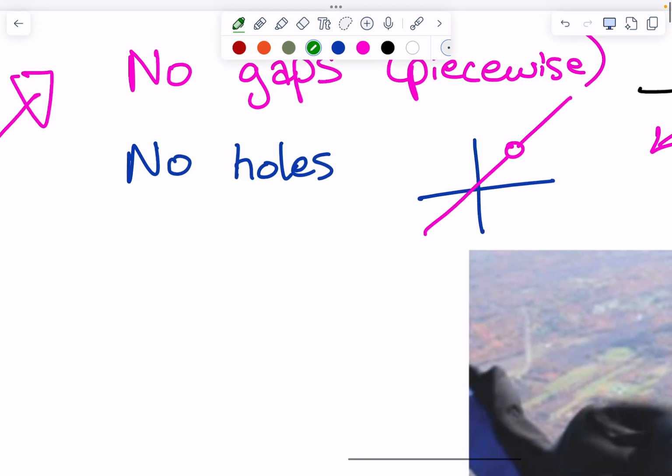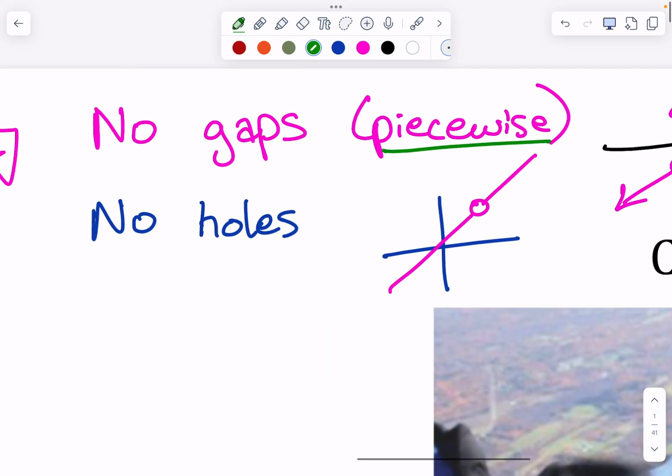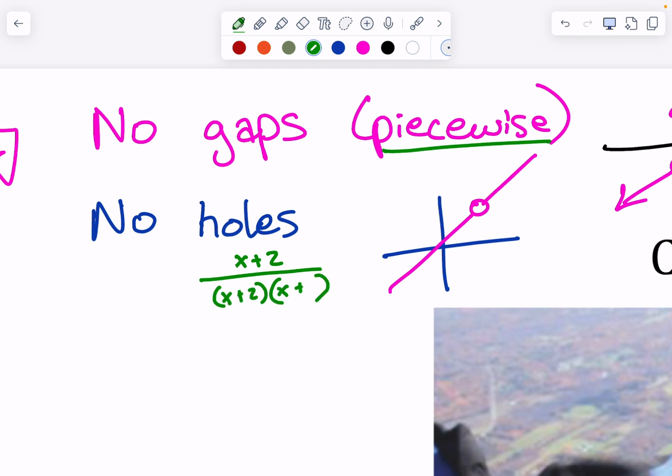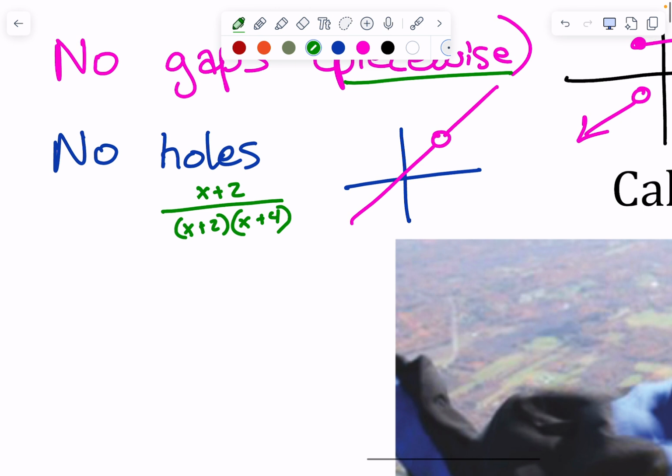So yeah, that's a good question. We wrote piecewise up here. So when does a hole occur, right? Let's say I have x plus 2 on the top and x plus 2 on the bottom, and x plus 4 on the bottom, right? Okay. This is a rational function. If I cancel these two out, it would end up being 1 over x plus 4.